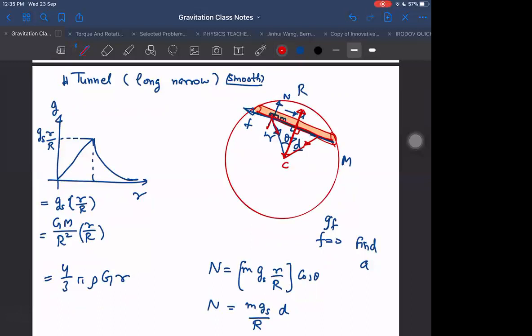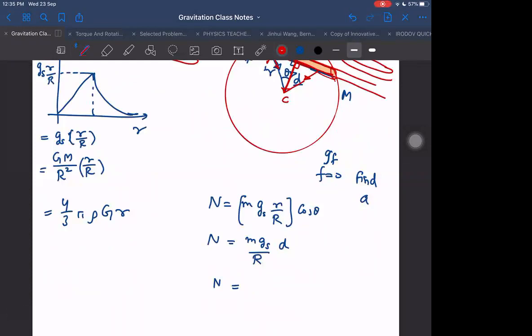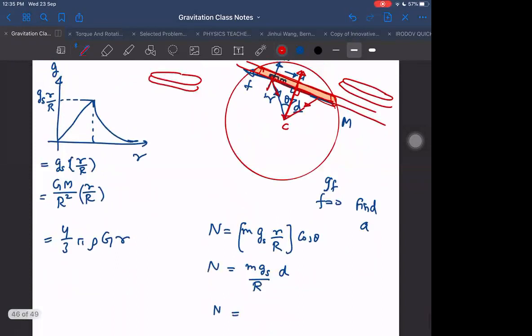I can say one more thing. I can cut not a tunnel but a disc. I can cut a total disc. Assume this is not just a narrow tunnel, but a narrow disc in between the upper part and the lower part. Small disc means I have completely chopped it by two planes, and I am asking you, what is the force acting on this narrow disc part due to the total solid sphere? Then again, same thing: the mass of that disc part into g_s into d by R. Is it right or not? Yes, sir. That is true. Correct.